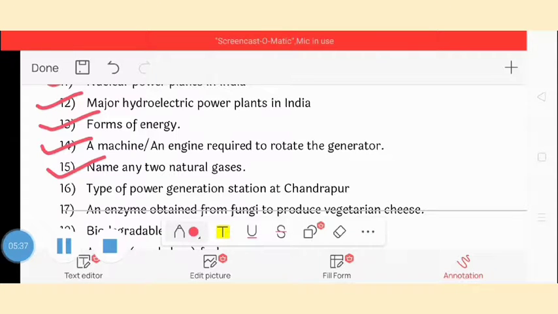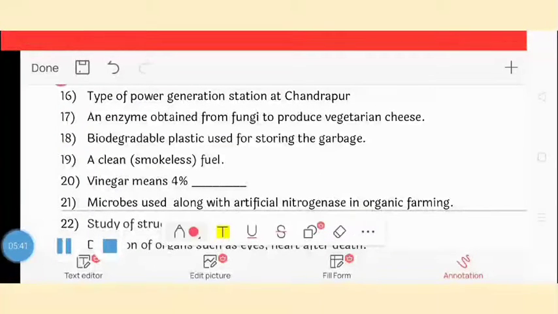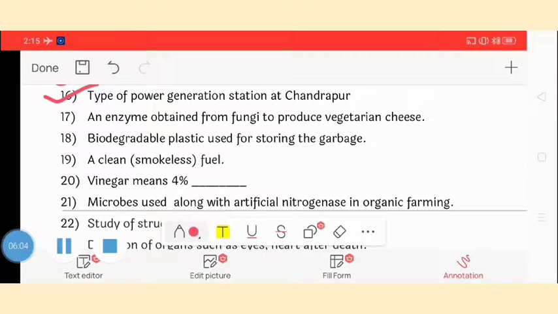Now the 16th question. Type of power generation station at Chandrapur. Which type of power generation station is present at Chandrapur? It is thermal power generation. A thermal power generation station is at Chandrapur.